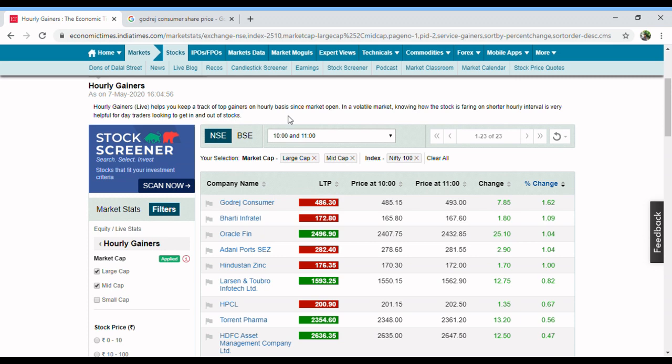You can filter the stocks based on each 1-hour candle, and it's better to avoid trading after 2 o'clock, because we have only 1 to 1.5 hours left and there will be a lot of profit booking at that time.